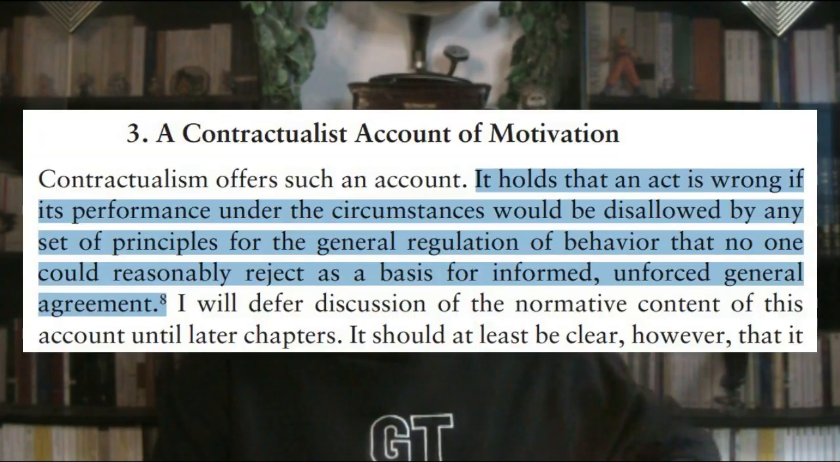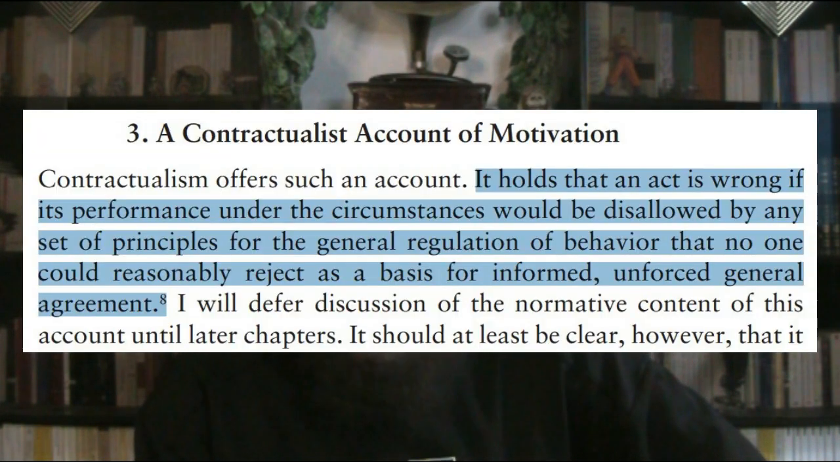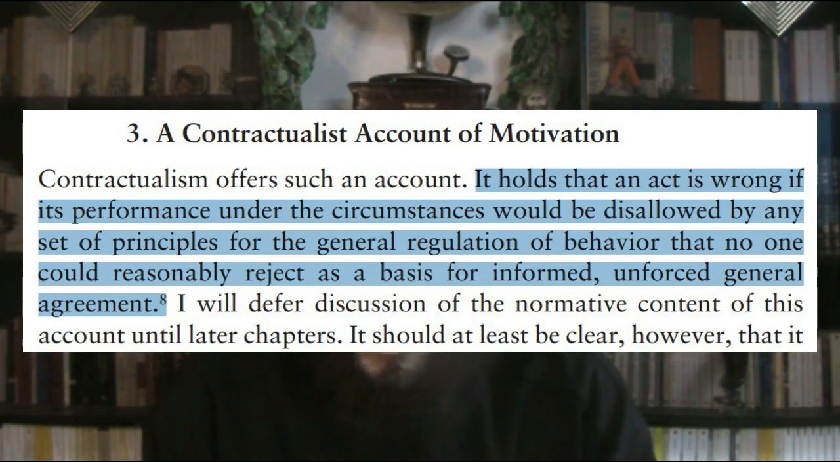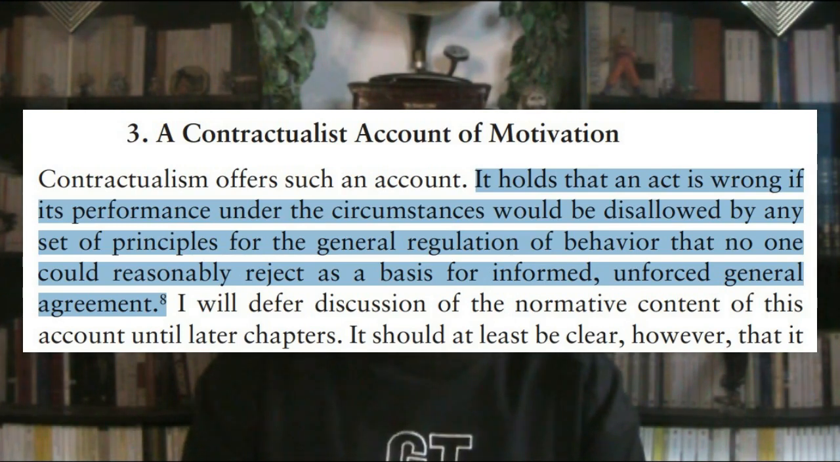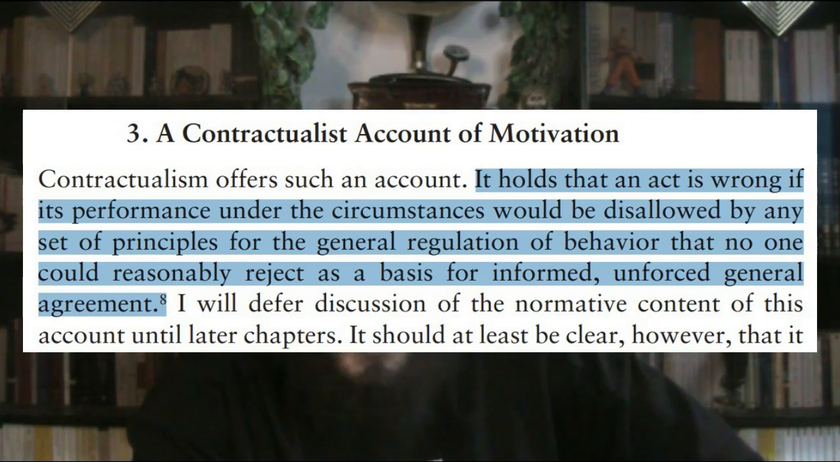And so this is a contractualist account of moral motivation, and Scanlon argues that such an account can answer our question about importance and priority. It can account for both of them. And he writes about contractualism: it holds that an action is wrong if its performance under the circumstances would be disallowed by any set of principles for the general regulation of behavior that no one could reasonably reject as a basis for informed, unforced general agreement. And Scanlon insists in a note there that it is that formulation, no one could reasonably reject, that is more fitting for a contractualist account rather than formulations like everyone could reasonably accept.